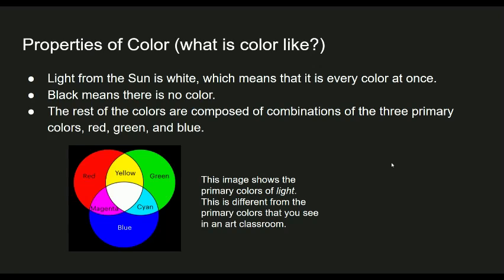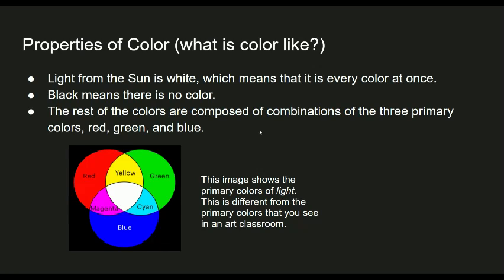So first, I'm going to start talking about colors in terms of light. For something to be white, that means that it's a mixture of every possible color at once. And for something to be black, that means that there is no color. As you can see here, white is in the center with every color possible, and black is outside, which means that there's no color.